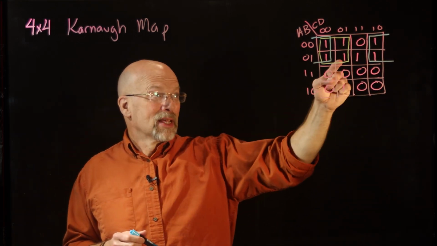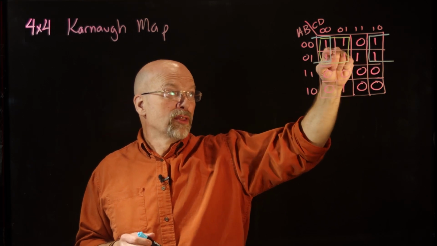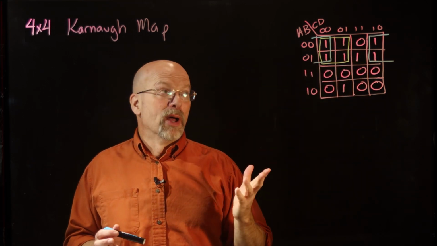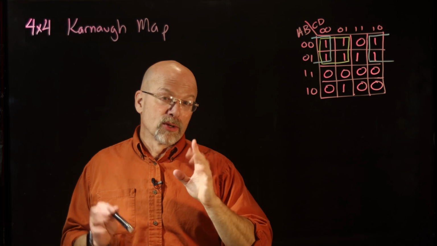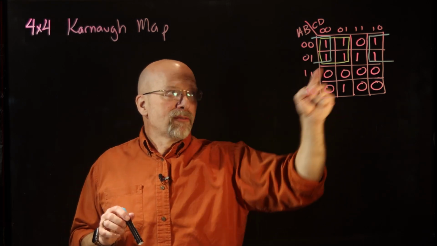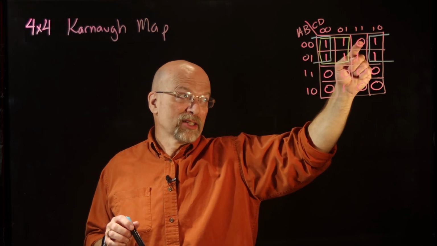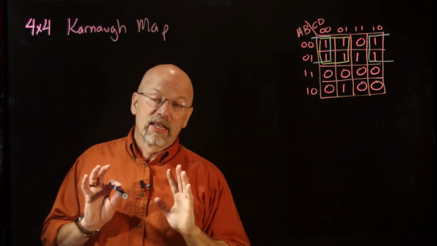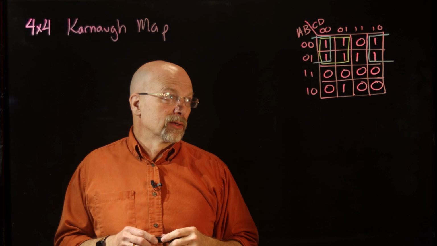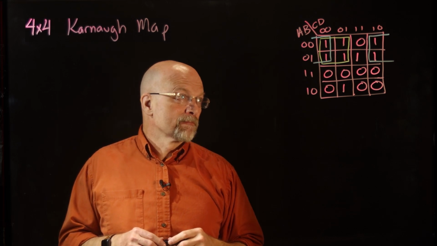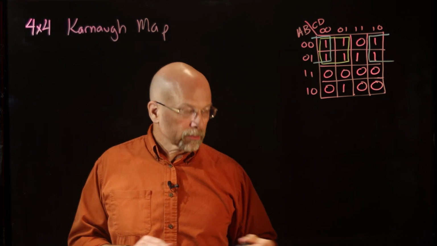Now you look at this and you say, well, why didn't you just include all of those 1s in a rectangle? Well, you couldn't because that's not a power of 2. That would be 6 cells. If we had had a 1 here, I could have made an 8-cell rectangle, but that 0 right there is forcing me to break that into 2 4-cell rectangles. All right?